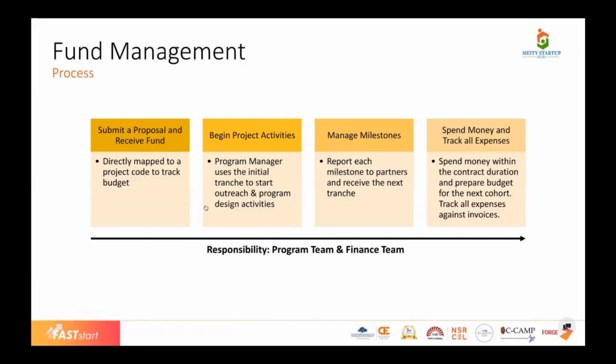So how does the process of fund management begin? As soon as we submit a proposal and receive fund, we directly map it to a project code so it can be tracked on a regular basis. The program manager will start with the activities required, that is the outreach and the program design activities, when we receive the first tranche. And as and when we complete the various milestones, we would reach out to the partners to release the remaining tranches. We also make sure that the money is properly spent during the contract duration.